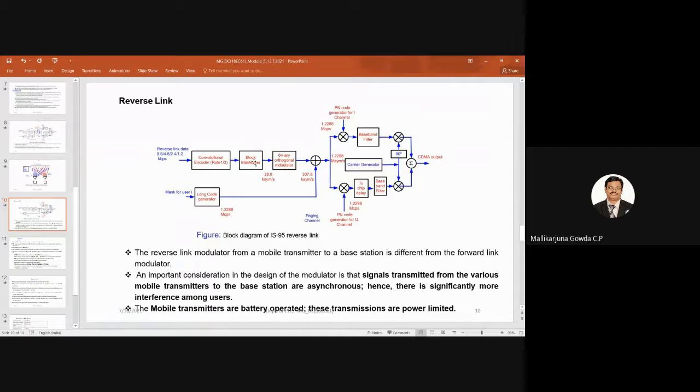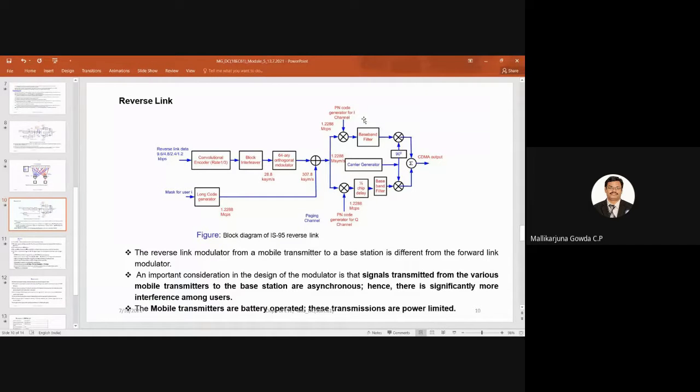After the block interleaver, there will be scrambling. Here there will be a 64-ary orthogonal modulator. And another difference is that from the output of the long code generator, there will be no decimation. There will be no decimator. These two are the differences.